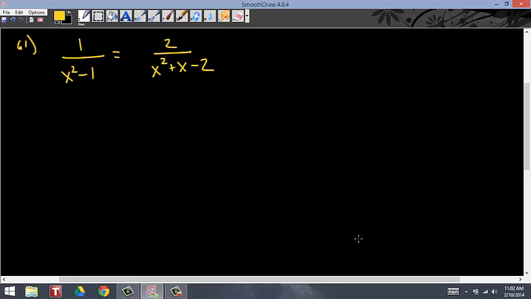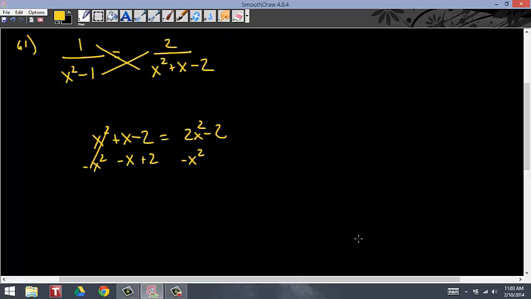Okay, this problem here is particularly easy. You can actually cross multiply because you have a single fraction on both sides, so that's going to go there. Get x squared plus x minus 2 equals 2x minus 2. Sorry, 2x squared. Let's subtract the x squareds from both sides, and then I'm also going to subtract x and add 2. So I get x squared minus x. The 2's are going to cancel, and that equals 0.